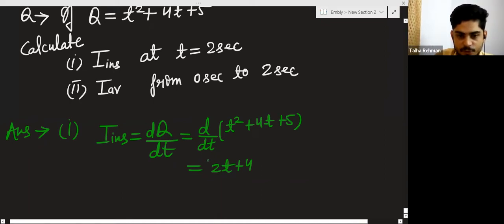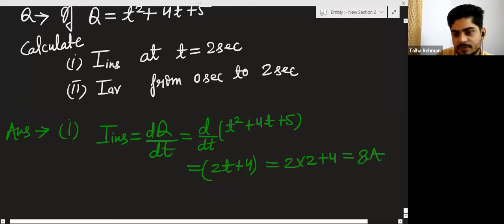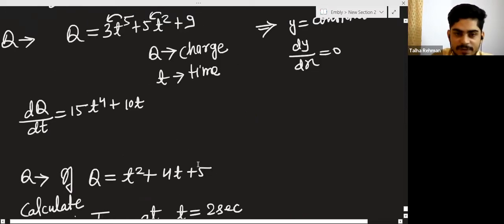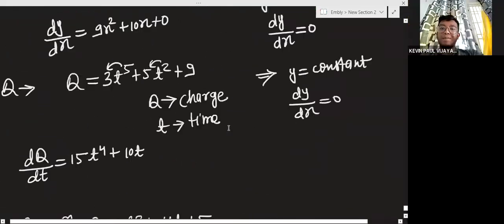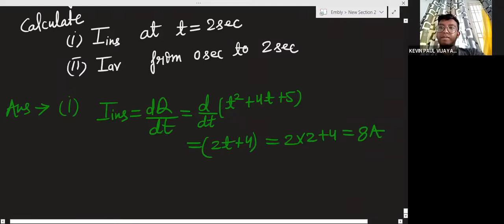Okay. And now they are asking at t equal to 2 seconds. Now put t equal to 2 here. This will become 8 ampere. So now see, have you understood why I was teaching this? Yes, sir. Okay, fine.